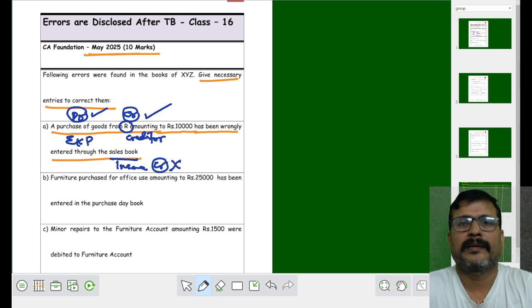Now, how to rectify this particular entry? Keep the correct in the same place. This is the wrong, it is to be shifted to the opposite place. Now what happens? Purchases is to be debited, R is to be credited. This is the wrong credit, so bring it to the debit side. Then what is your entry? Purchases account debit, sales account debit, to R's account. Did you understand? Purchases account debit, sales account debit to R's account.